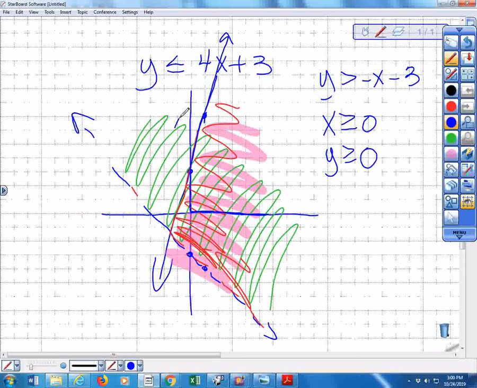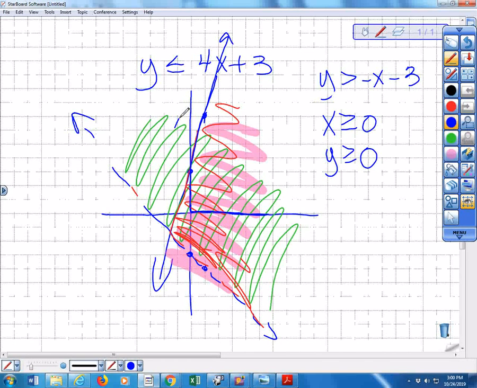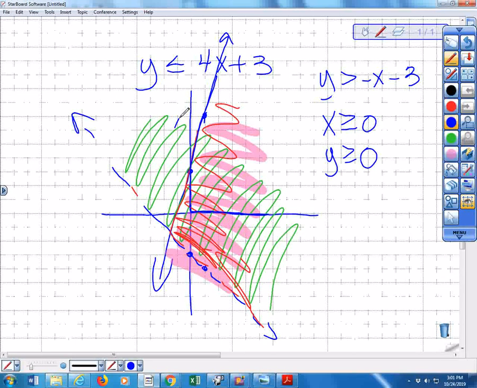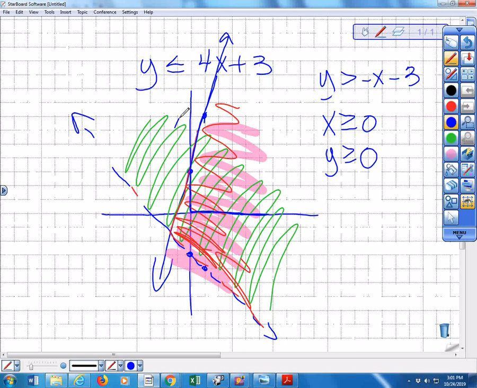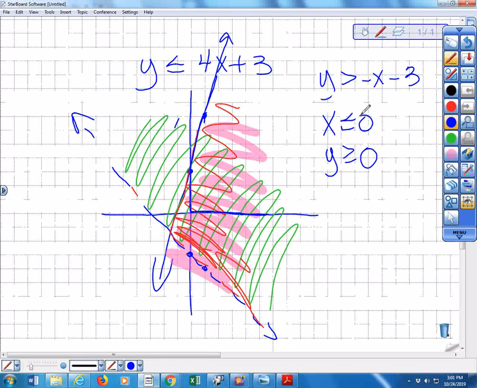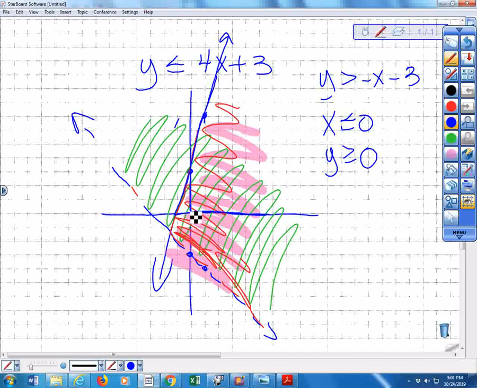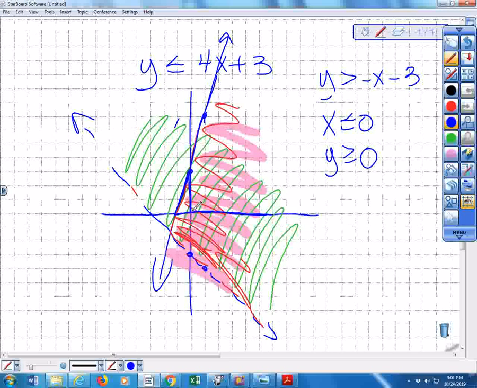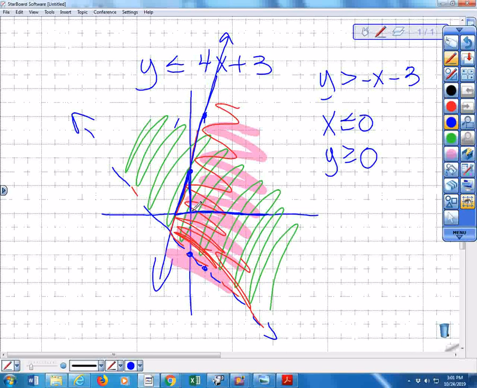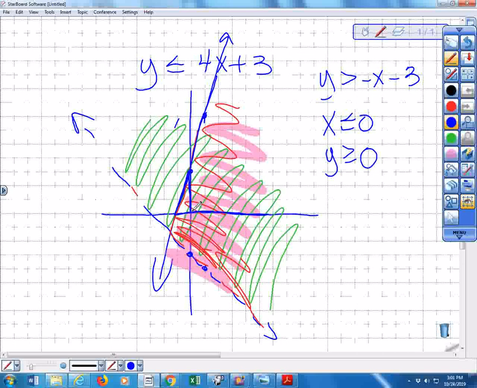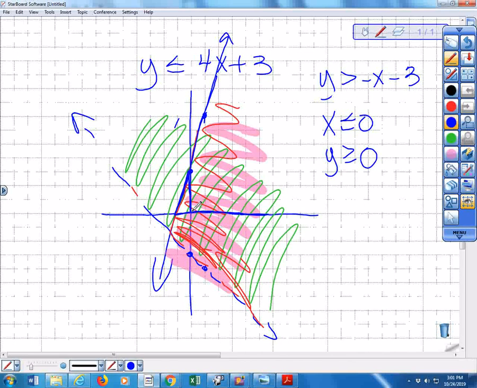The solution of this whole system is unbounded. So if they said x was less than or equal to 0, and y, let's leave that one, greater than 0. Let's change this one to less than or equal to. And x is less than or equal to 0, it's going to be that piece right there. That's bounded. That would be a triangle shape, because it's everything in this region. Because that one was open, it wasn't fully closed, it was unbounded. But now it's a bounded, closed shape.